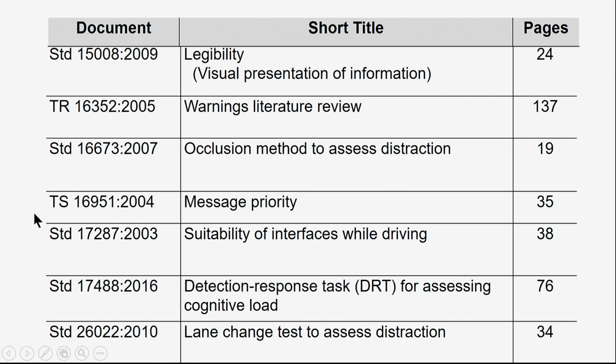So the issue is, you're going to display 2 or 3 messages. How do you decide which one should be presented in which order? And trial standard 16951 deals with that. Detection and response time task is an interesting assessment method for looking at cognitive load. There's this lane change task, 26022, which has been out there for a while to assess distraction. It's getting used a lot less often than it used to be.